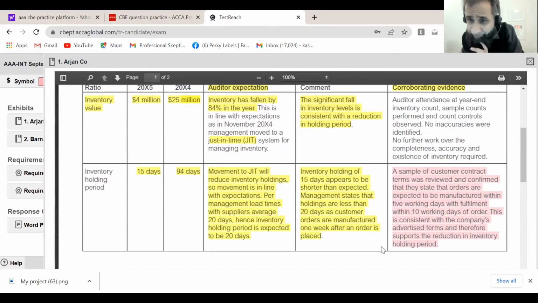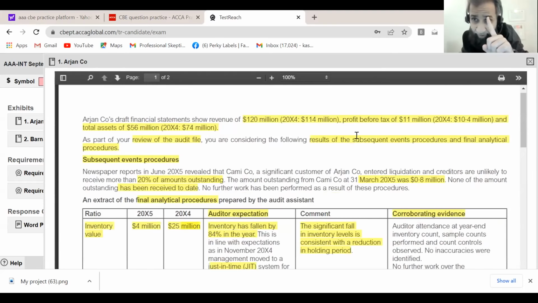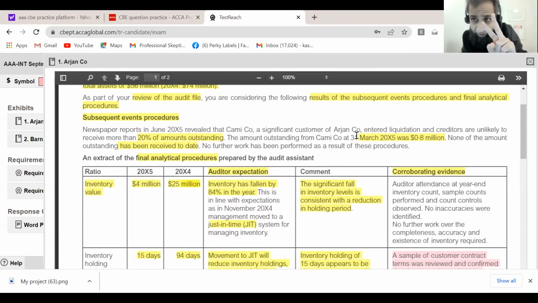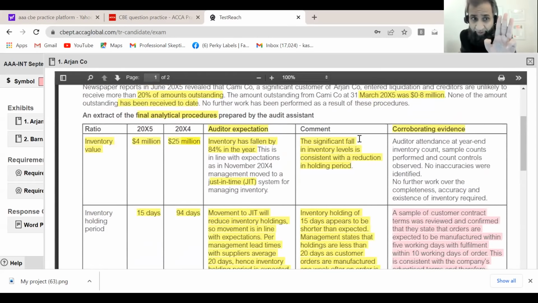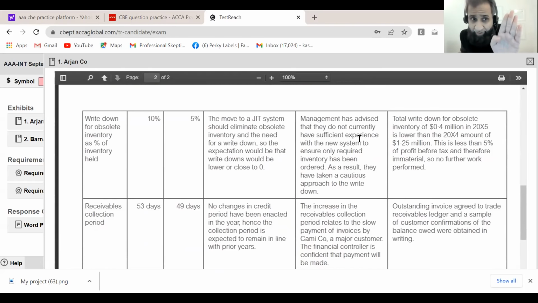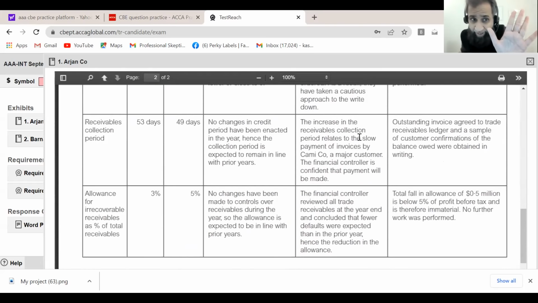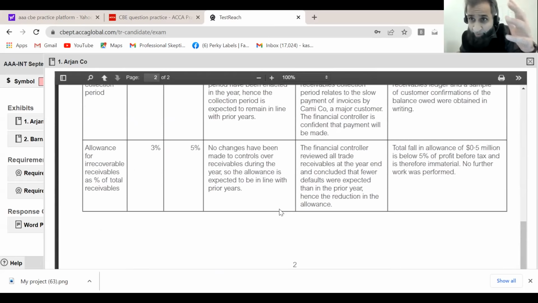Is that clear? Are you getting what you need to do in a question like this, comparing the last column with the second last and third last column? So I think 15 marks were very less if you look at the number of corroborating evidences we have. We had 1 subsequent event, 1 inventory value, 1 inventory holding period, 1 write down of inventory, receivable collection period 5, and allowance for irrecoverable debt 6. So we almost have 6 areas. And how many marks do we have? 15. Just imagine 6 areas and 15 marks.